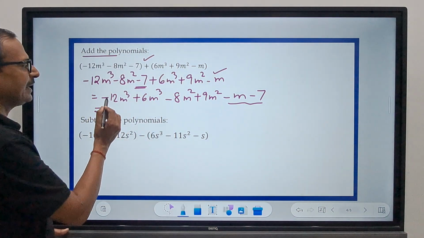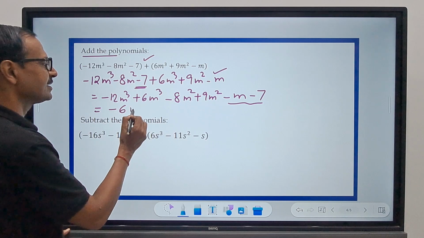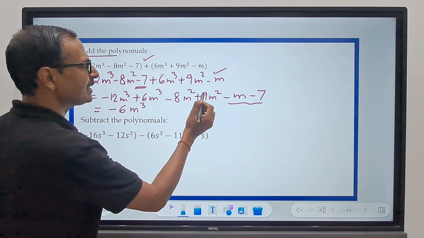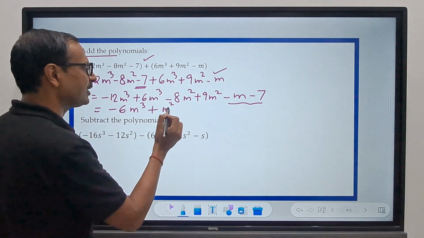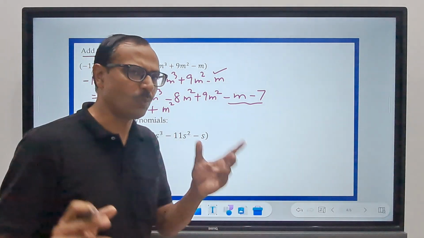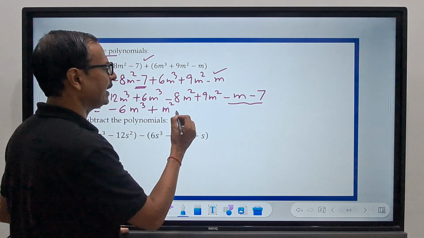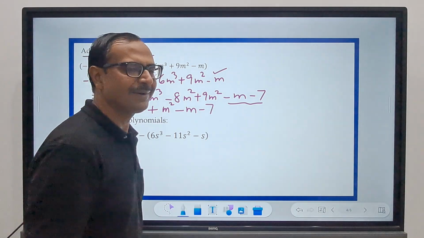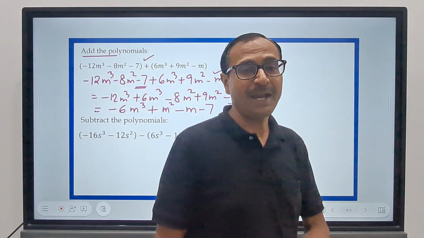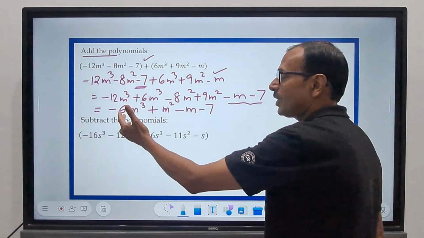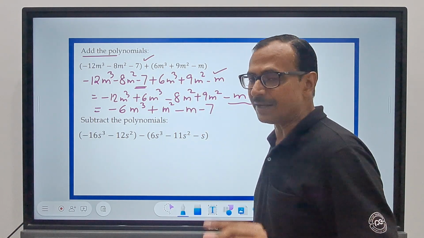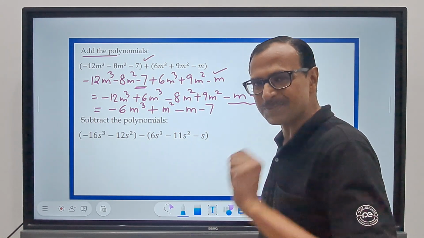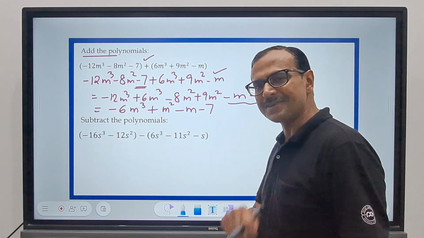Here, minus 12 plus 6 is minus 6 m cube. Minus 8 plus 9 is plus 1, right? So plus 1 m square. When the coefficient is 1, I don't need to write 1. That's understood. And then minus m minus 7 as it is. Okay? And now I can't do anything with this because all these terms which I have obtained are unlike terms, and unlike terms cannot be added or subtracted. So this is the answer.